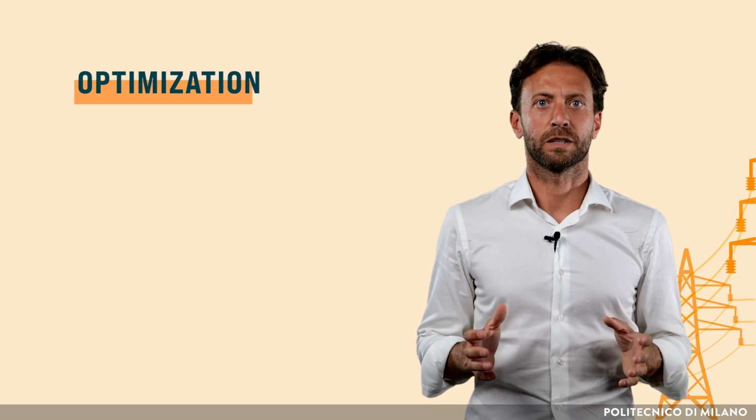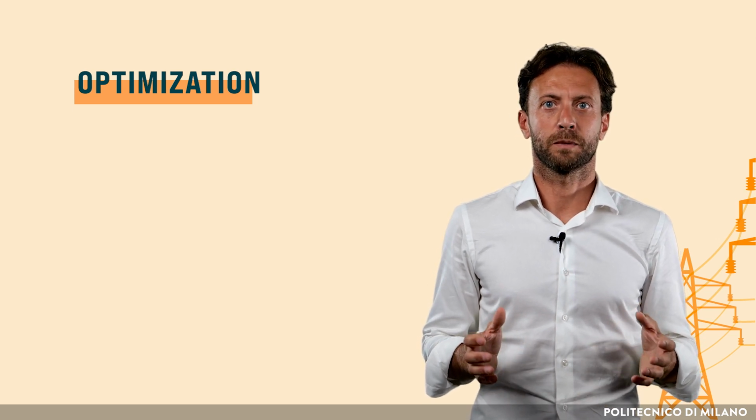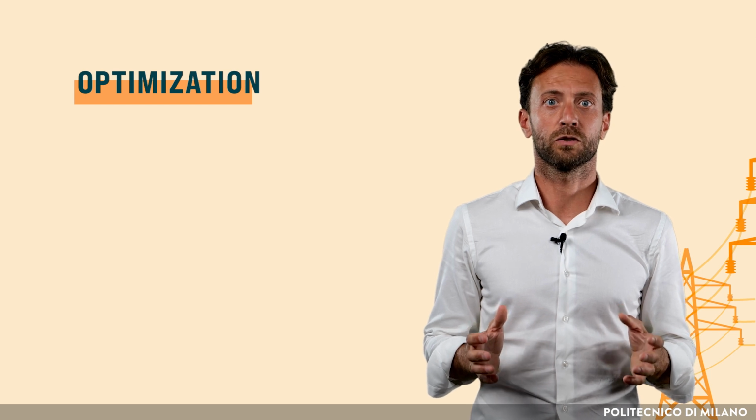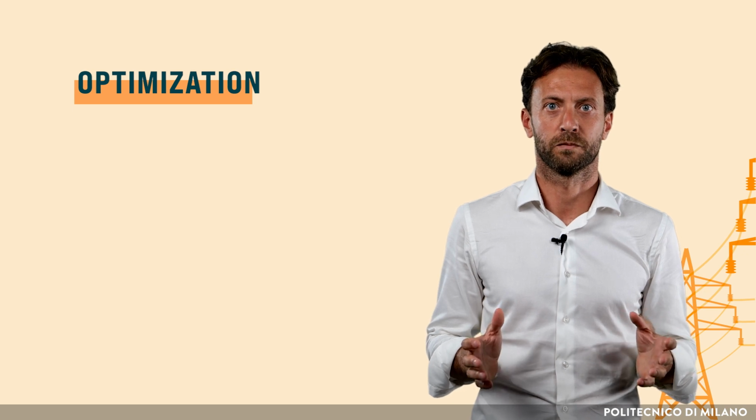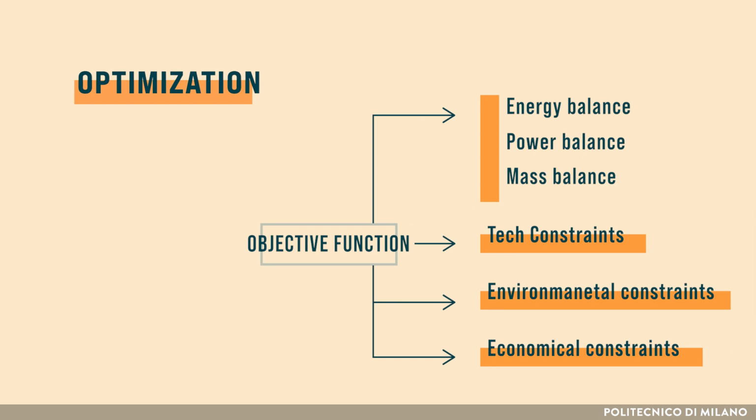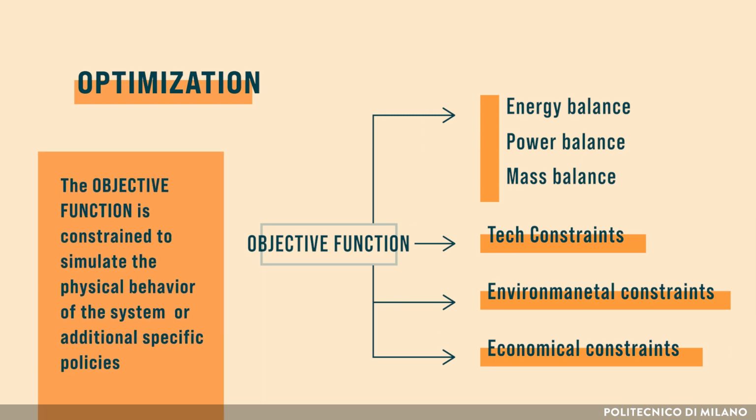Optimization is a key concept in energy modeling. From the mathematical point of view, the process of optimization consists in identifying the minimum or maximum value of a given function, respecting a set of constraints. In the most common case of energy modeling, the objective function is the net present cost of the system, or the levelized cost of electricity, that needs to be minimized through optimization. Other examples of objective functions could be minimizing emissions or maximizing social welfare.